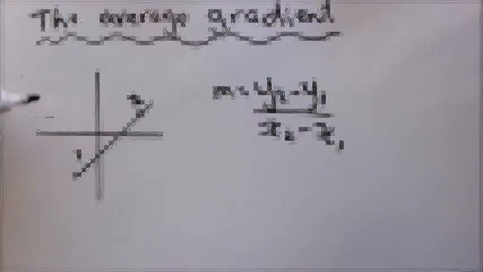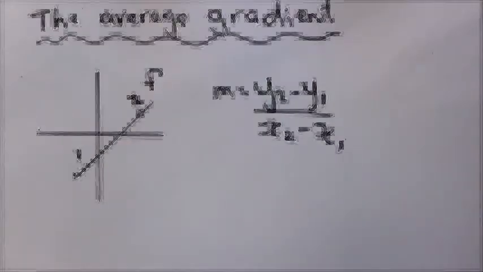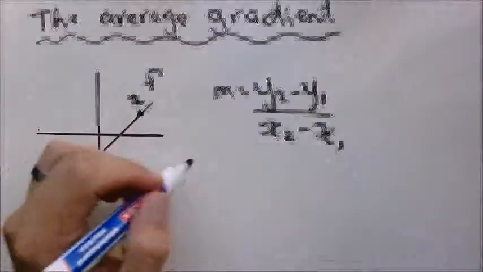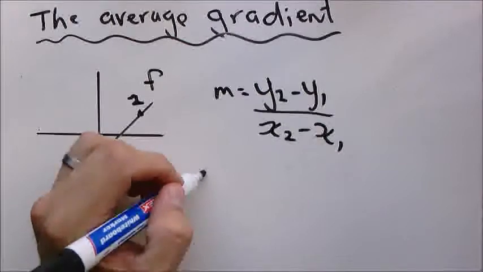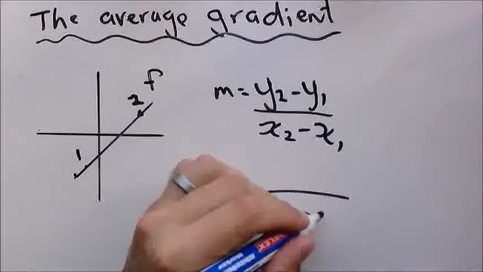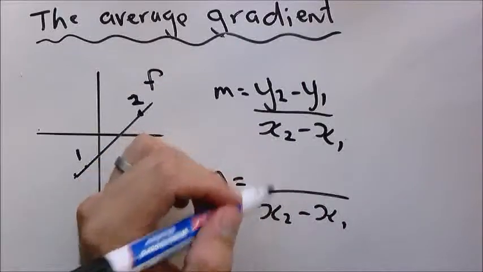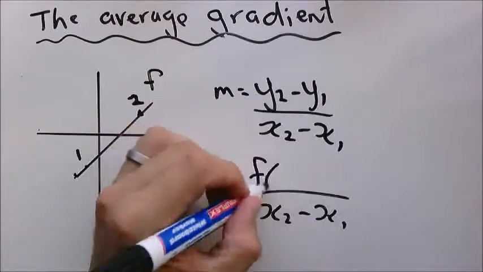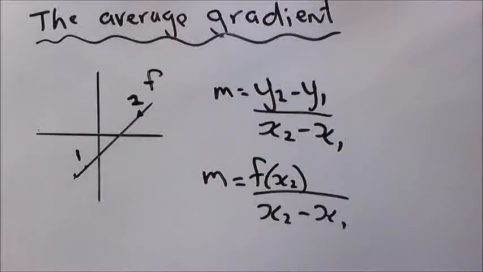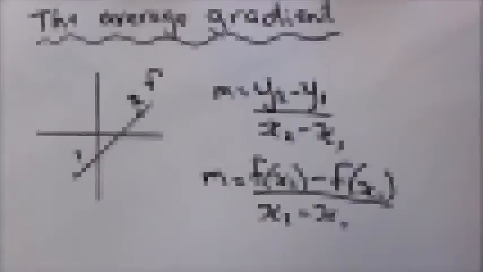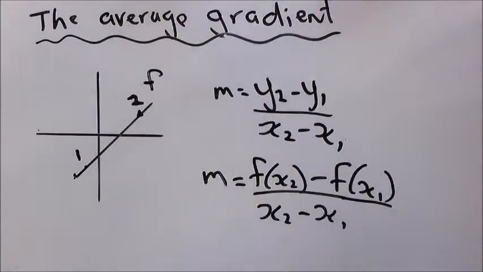But I want to show you this because this will help you understand the rest of the work. Let's say this function was called f. The y values will then be f(x), right? So the gradient, where the denominator will still be x2 minus x1, the numerator will now be f where x is 2, minus f where x is 1. It's still the same thing, just get used to the notation because we're going to use this all the time.